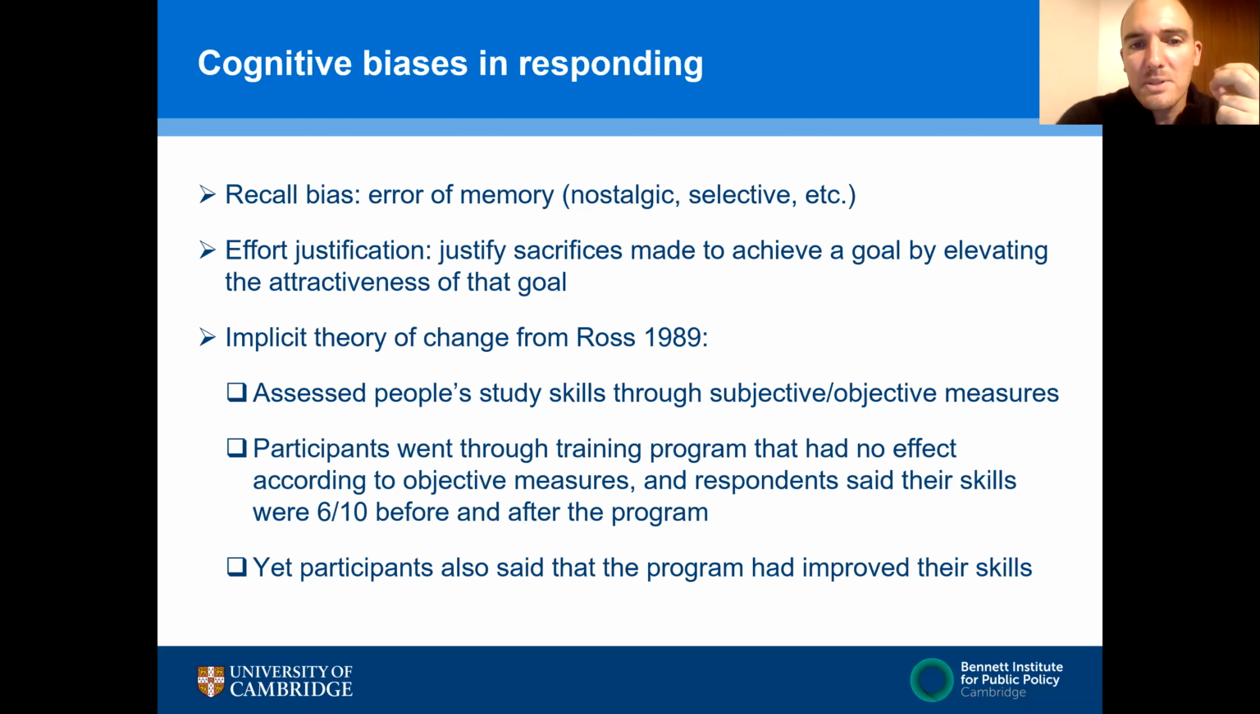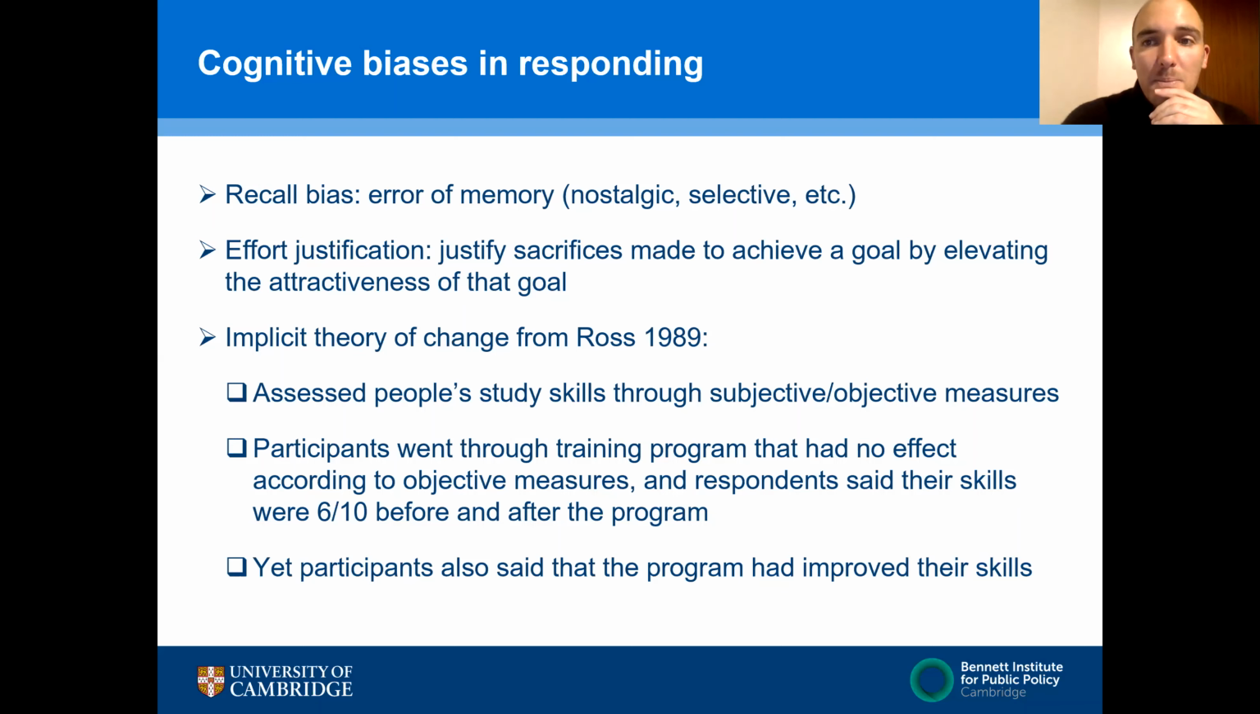And then finally, we have implicit theories of change. And there's a wonderful representation of this from Ross's study, which really kind of mirrors the Tongan migrant study in a very nice way. So what he did was that he assessed people's study skills, and he both asked them what their study skills are. How do you rate your ability to study? And he also got objective measures of how effectively people studied. Then he put them through a training program, and he found that this training program had no effect.